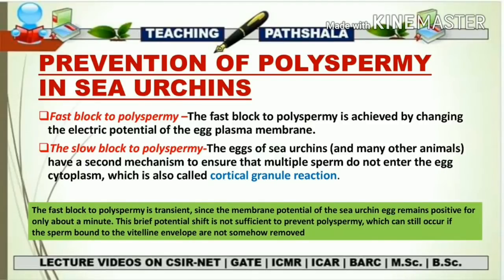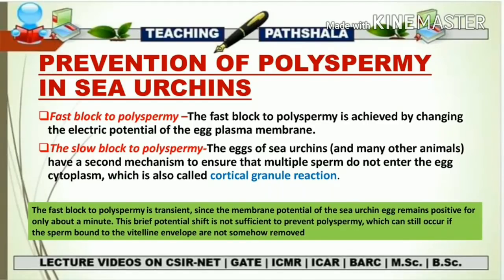Now the question is, what is the need for these two types of blockage? Because if there is already one type of blockage, the fast block of polyspermy, what is the need for the slow block? Both prevent polyspermy, so one type should be enough.